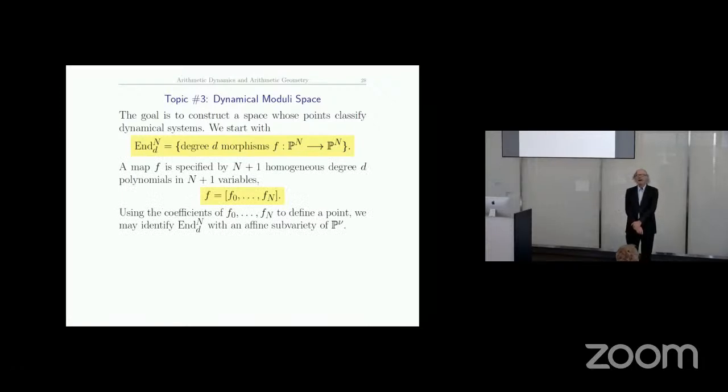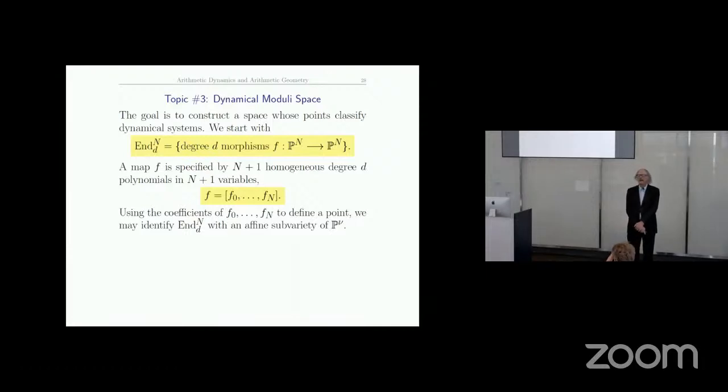And a map like that is specified by a whole bunch of homogeneous polynomials of degree D. And if I just look at f as being specified by all the coefficients of all those polynomials, I can use those coefficients just as the coordinates of a point in some huge projective space. And it turns out that there's a hypersurface it avoids. Anyway, so I can identify this collection of maps with an affine subvariety of some huge projective space, just by looking at the coordinates of the polynomials.